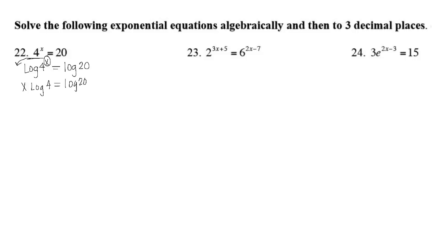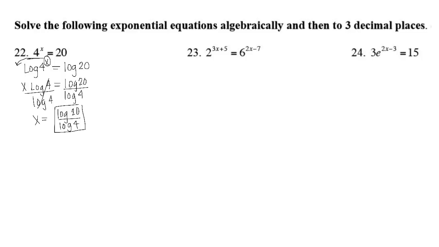And then our final step is to divide both sides by log 4. And so on this test, we are going to leave these in exact form. So x equals log 20 over log 4. And that would be your final answer for this one.